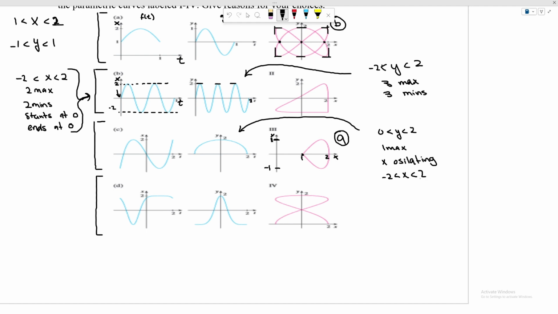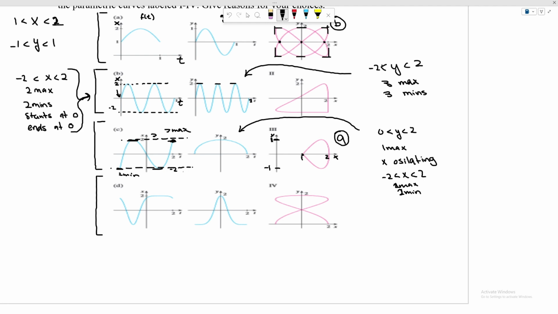I have 1 max, 1 min, right? This is the min. That's the max. I have it at -2, and I have it at 2. This is where it oscillates in between. Technically, this is 2 max, 2 mins, and I have another one here. All right, so technically this is 2.